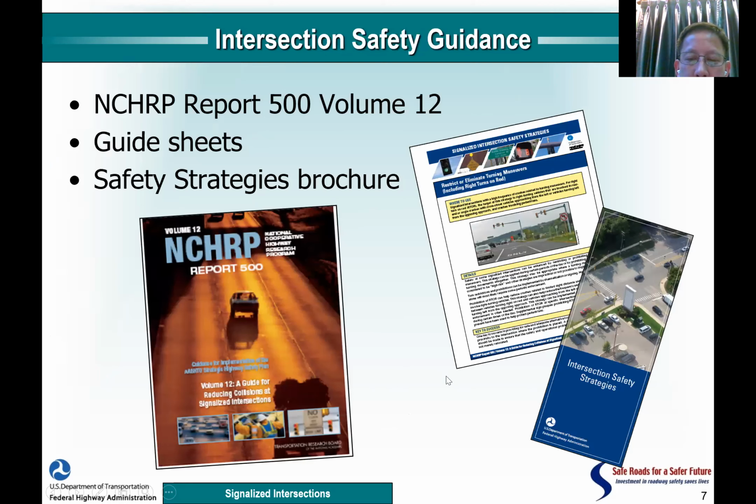If you can get into the report, NCHRP report number 500, volume number 12, it gives you more ideas of how you treat the intersections with different means. It is a guide for reducing collisions at signalized intersections. And the later part of this slide will discuss those strategies.